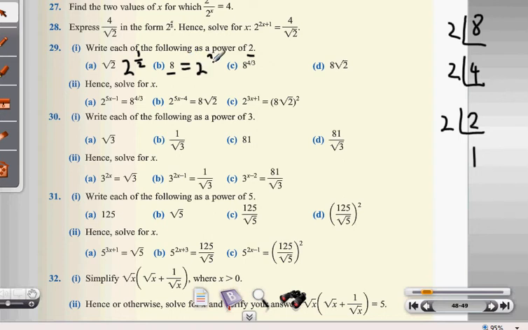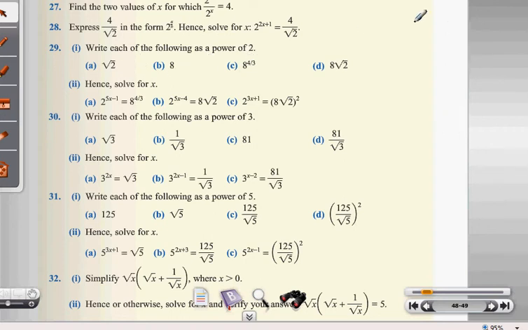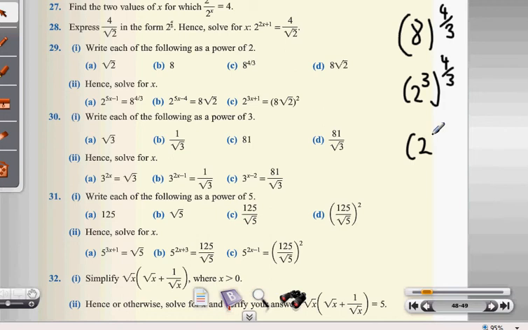Okay, for the next question, which is 8 to the power of 4 over 3, what we're going to be doing is we're going to change the 8. The 8 is going to get changed into 2 to the power of 3. Now this rule, where you have a power inside the bracket and another power outside, you're going to multiply 3 by 4 over 3. When you do this, you're going to get 12 over 3, or 2 to the power of 4. So we now know that this answer here is 2 to the power of 4.